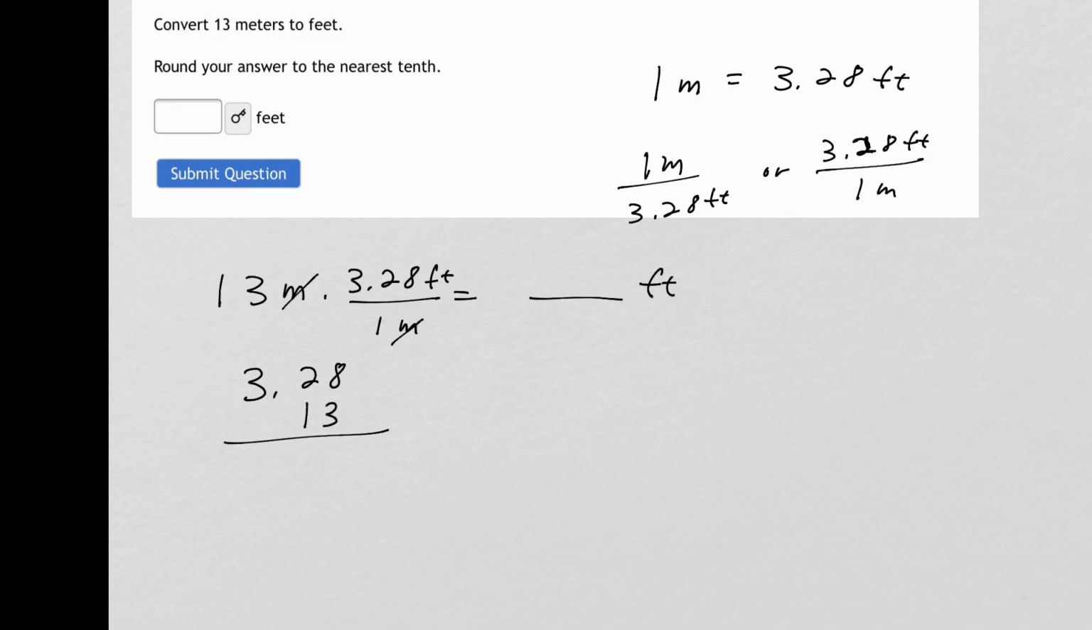So let's see, 3 times 8 is what, 24? 3 times 2 is 6 plus 2 is 8. 3 times 3 is 9. 0, 1 times 8 is 8. 1 times 2 is 2. 1 times 3 is 3. So this will be 4. 8 plus 8 is what, 16? 1, that's 10, 12. Carry the 1, and then 4. And then 2 decimal places. So it looks like it's going to be 42.64 feet. So 13 meters is around 42.64 feet.